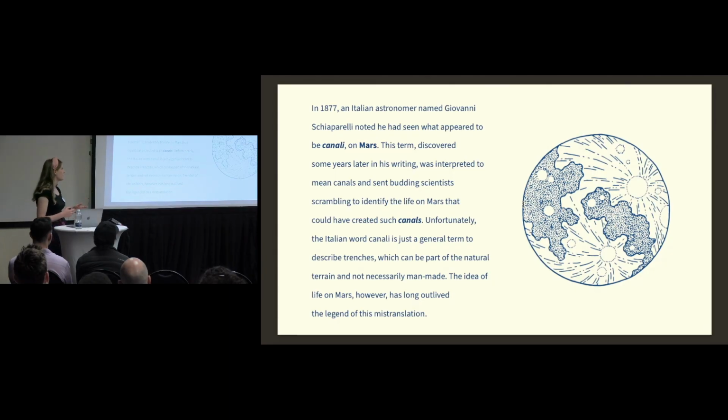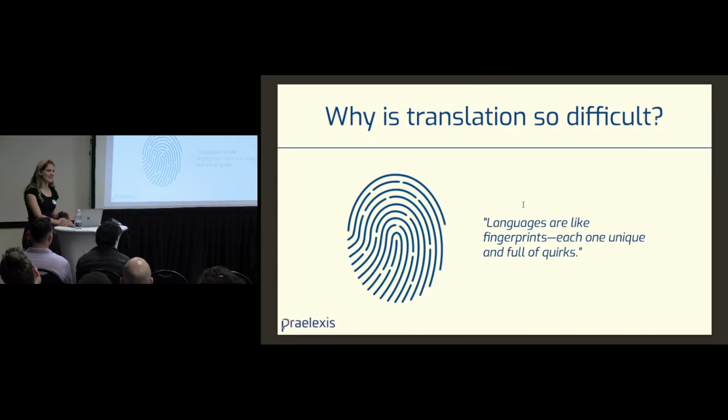And this immediately triggered a bunch of people thinking, well, are these man-made? Where are these canals on Mars? And it made a big frenzy for people to start looking for life on Mars. Unfortunately, it was just a classic case of mistranslation, where canali actually refers to trenches. And trenches can be just natural formations that you find everywhere in nature. But nonetheless, this story long outlived Giovanni, with us till this day still looking for evidence for life on Mars. So why is translation so difficult?